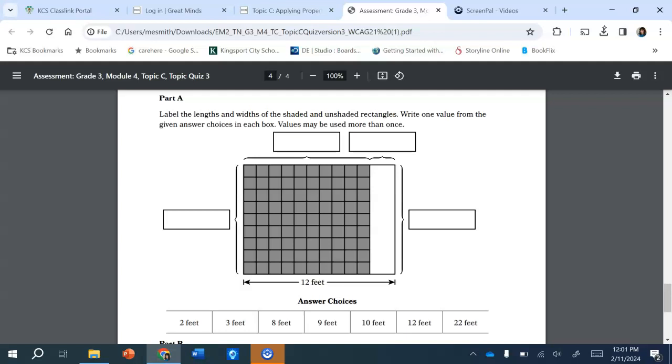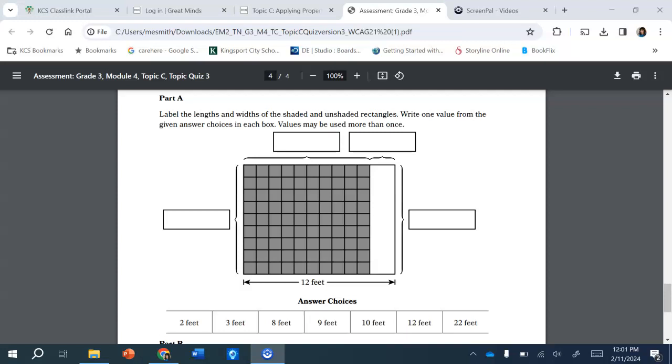Write one value from the given answer choices in each box. Values can be used more than once. So they're just telling you that as you label the length and the width here, these answer choices are going to be those numbers. It may be a couple of them, it may be 3 of them, but you can reuse these side lengths as well as needed.